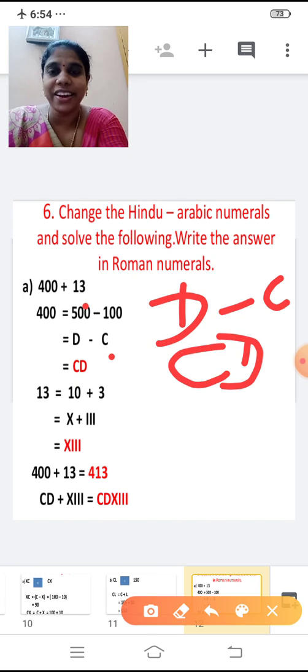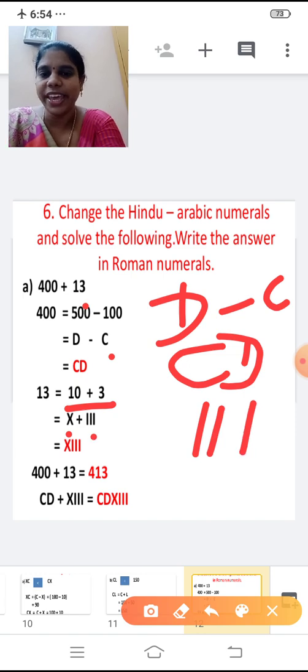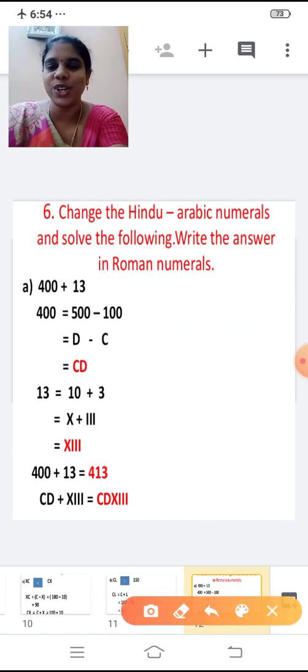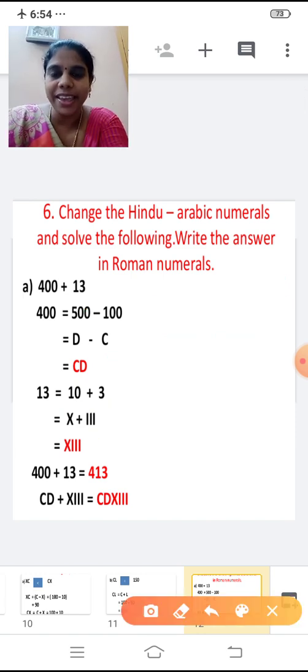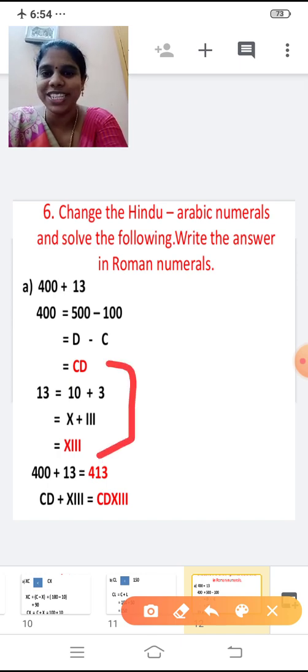Next, take the second one, 13. How will you write 13? Write in the expanded form, 10 plus 3, 13. Now, what is the Roman numeral for 10? X. You know the Roman numeral for 10, right? X plus 3 in Roman numeral. I. So, X plus I. Add all together. X, I. Now, what are you going to do? You're going to add both these things.